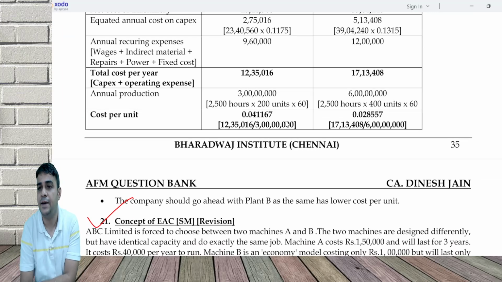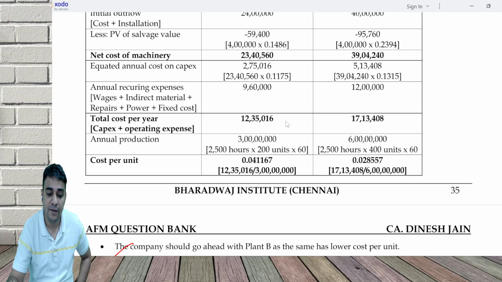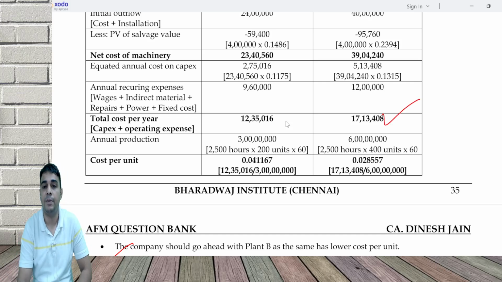The same thing will get repeated for the other one. From a PV of outflow, this is higher. Net, from a cost per unit point of view.